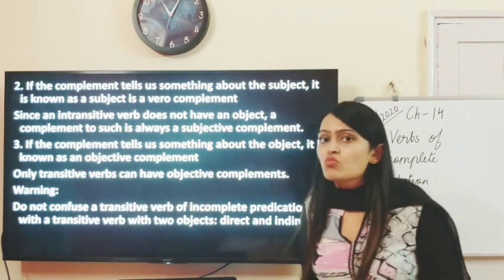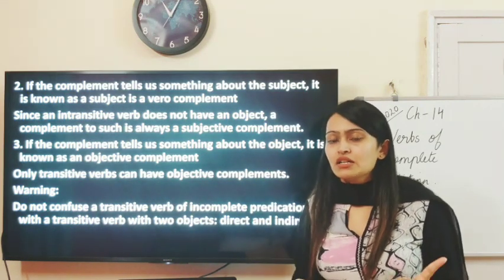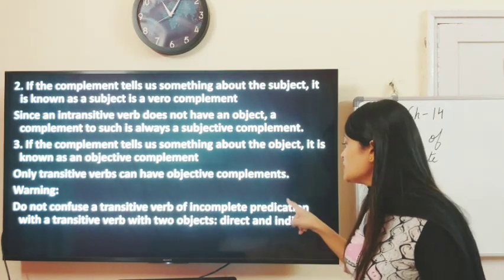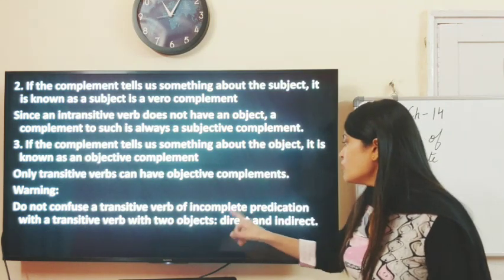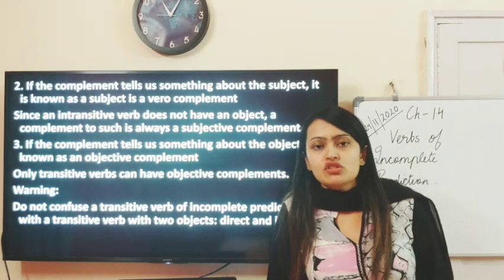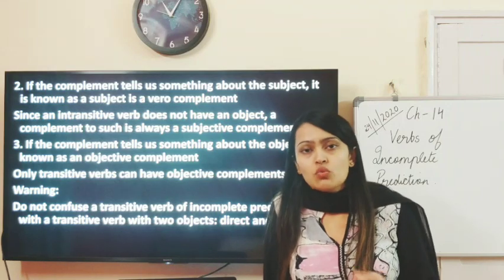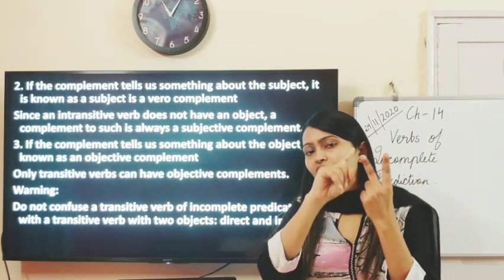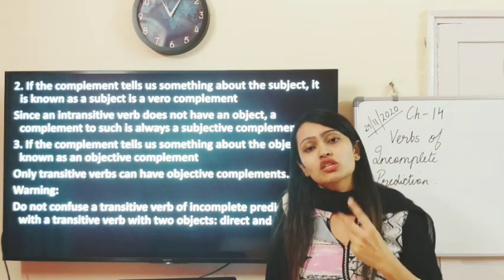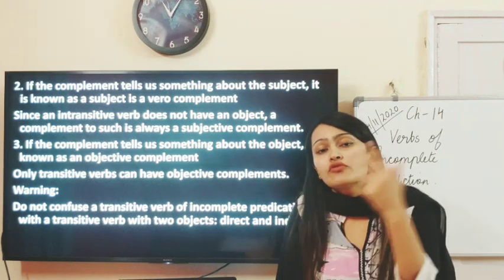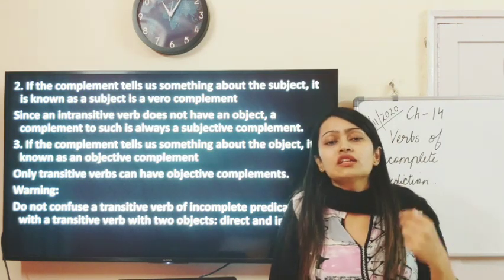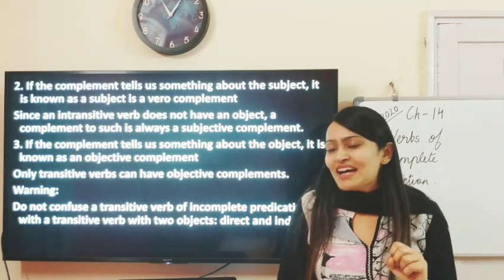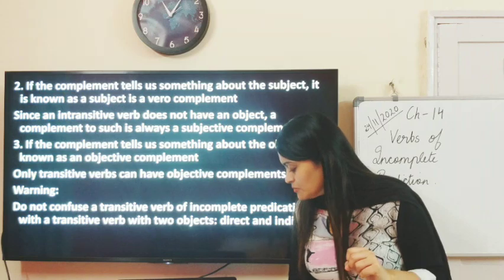Do not confuse. These are some warnings, children, you need to keep in mind so that you find the topic very easy. Do not confuse a transitive verb of incomplete predication with a transitive verb of two objects. For example, children, we studied verbs which have two objects, direct and indirect object, answered by the questions what and whom. Sometimes we have two objects. We get confused with verbs of incomplete predication because they have complements, some extra words added. So let's see how we get confused, children.